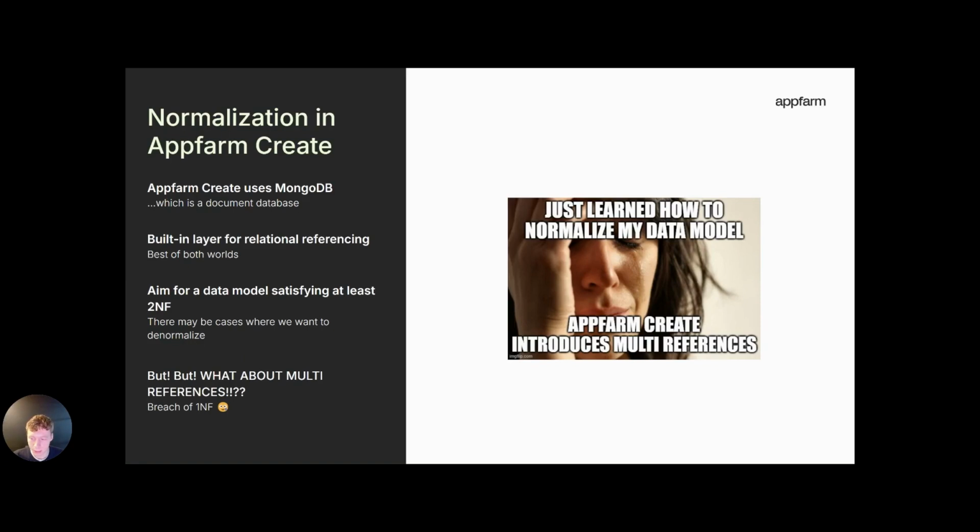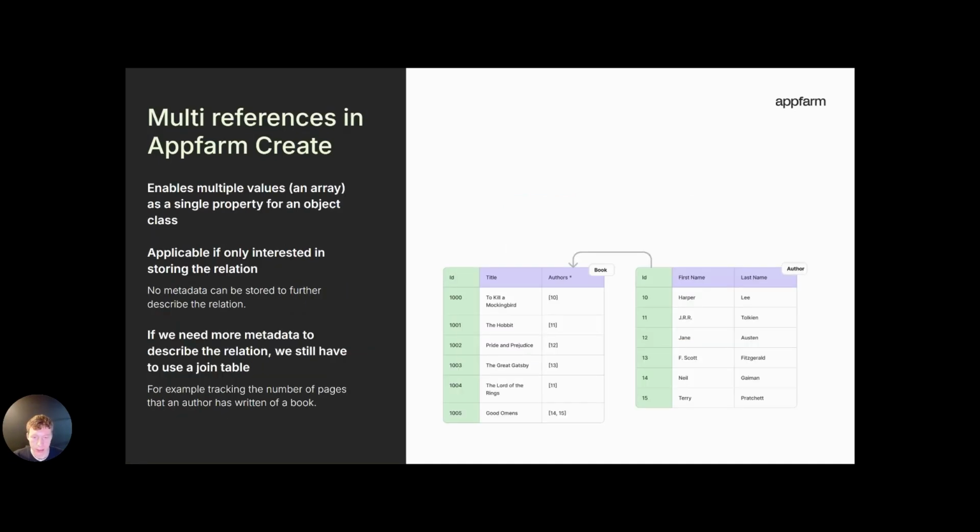Some of you may know that Appfarm now has multi-references. Multi-references go against every principle of normalization we've discussed, as these are a breach of first normal form, where each cell needs to have one atomic reference. Multi-references allow the user to save several values in the same cell by introducing a list of elements. For instance, this relationship between book and author, which has been discussed a lot today, can now be represented using multi-references, where a book has multiple references to authors.